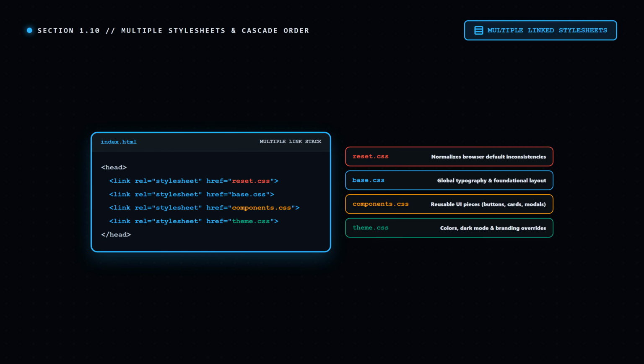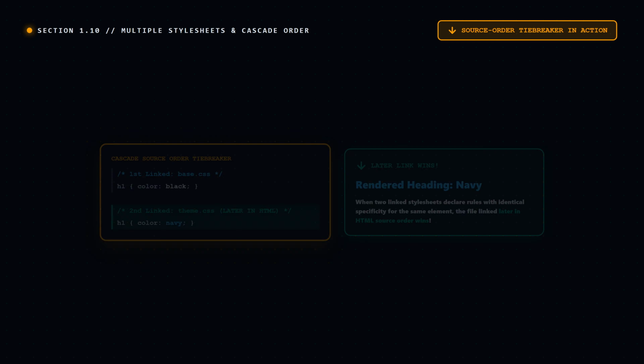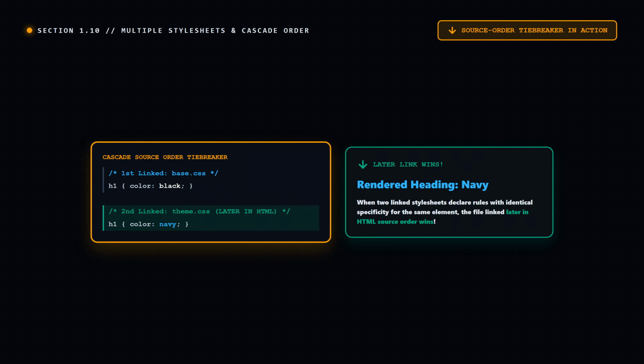A single page can link to multiple style sheets, and this is actually common practice. A typical project might have a reset.css to normalize browser defaults, a base.css for typography and common styles, a components.css for reusable UI pieces, and a theme.css for color and branding. The browser treats all these linked style sheets as part of the same author-origin cascade. That means source order matters enormously. If two linked files contain rules with identical specificity for the same element, the file that is linked later in the HTML wins.